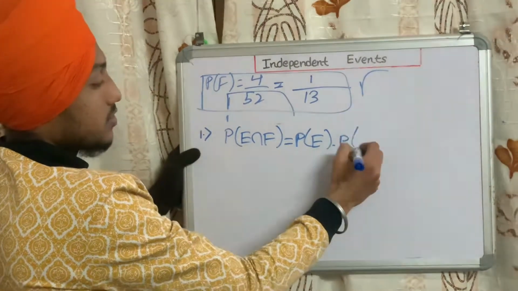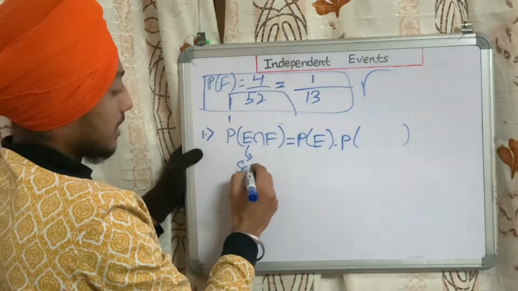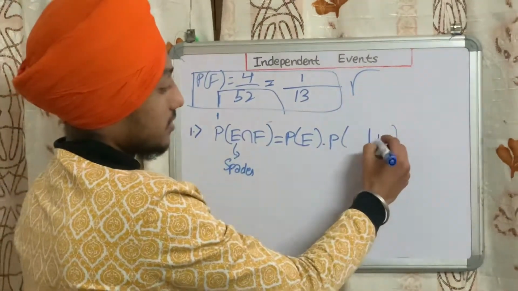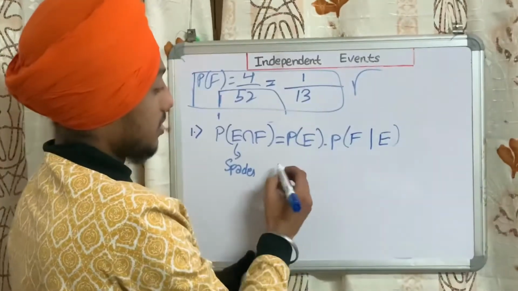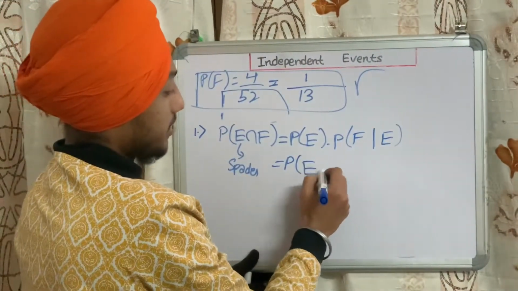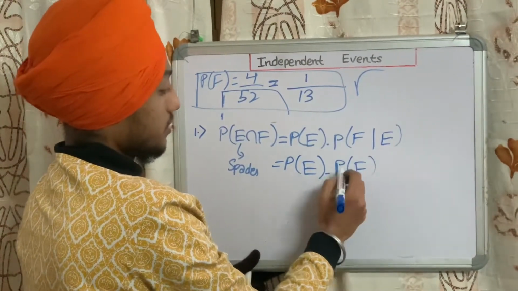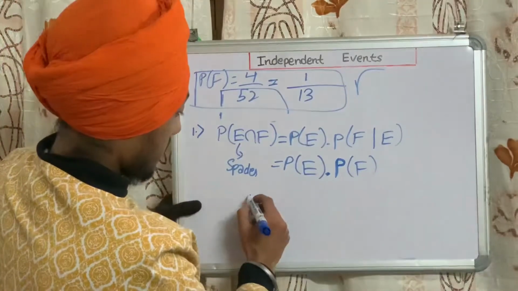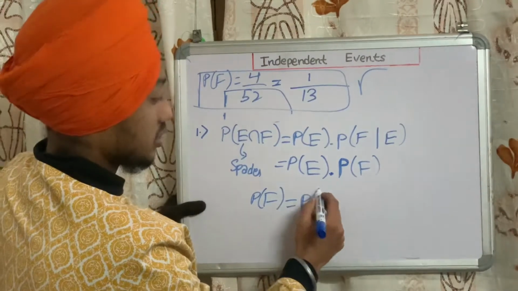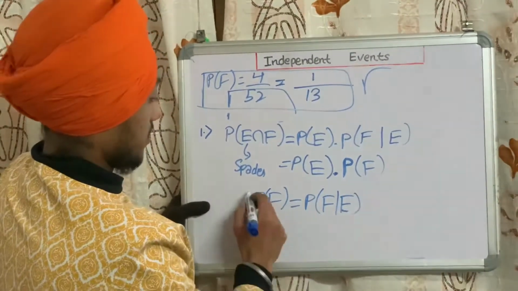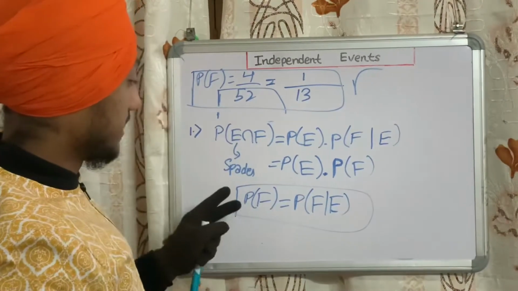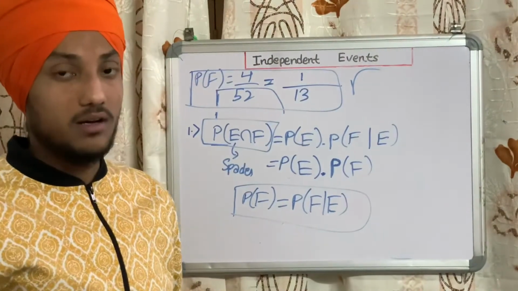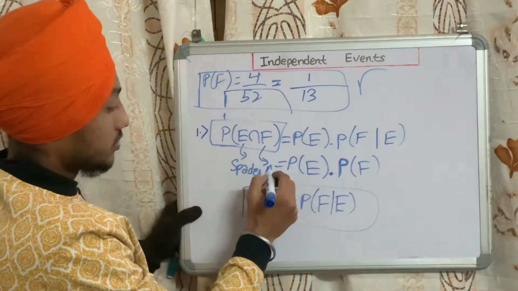If E has already occurred, E denotes that we have taken out a spade, and then F. This is also true, but in independent events we use this formula because we know the events are independent. Because there is no relationship between them, we can find the probability of E and F, when both occur, in three different ways.